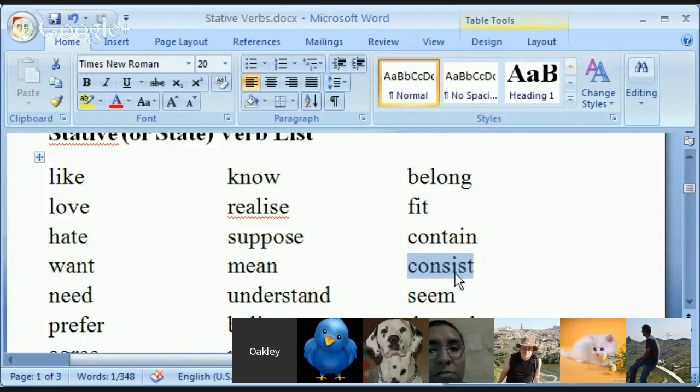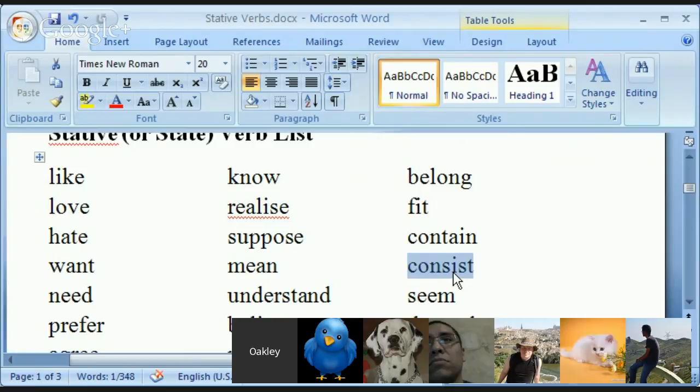Okay. How about this next word, consist? Can we use that as a continuous, or is it always stative? I guess maybe we cannot use it as continuous. It consists of. How about, I don't know, it was consisting of? Can you say that? Or you have to say it consisted of? Maybe it was consisting of. Maybe.